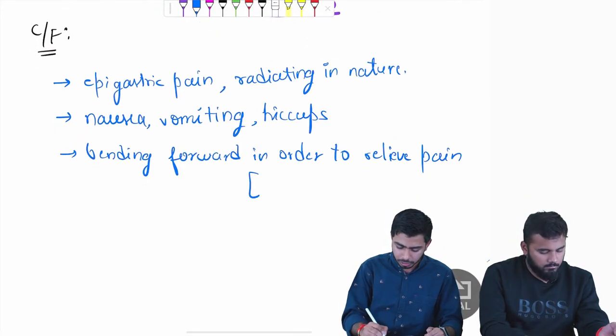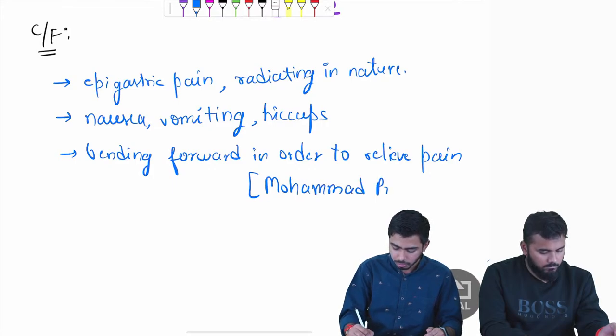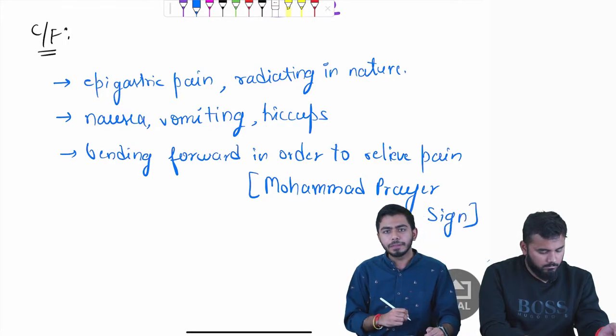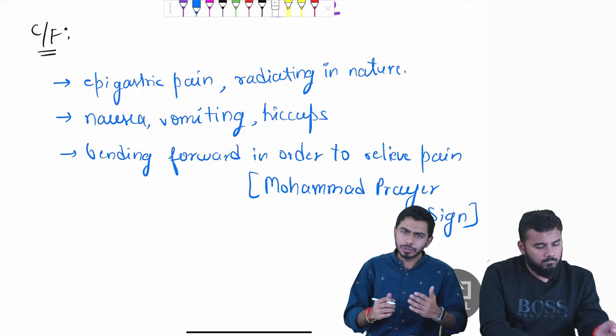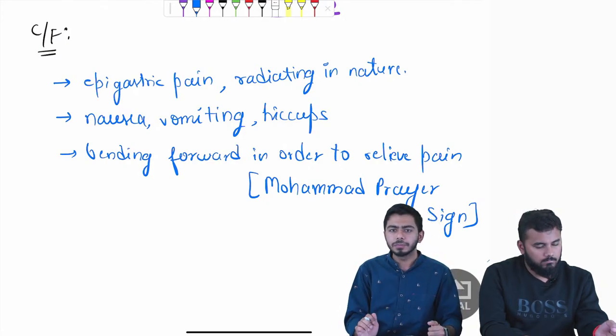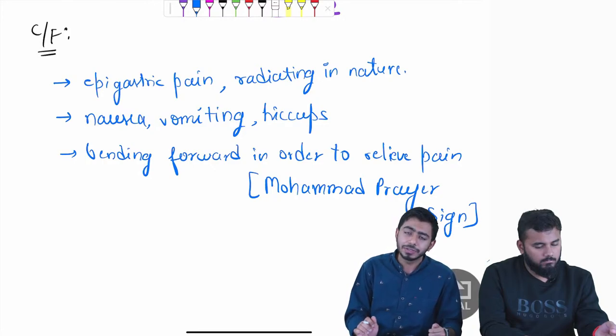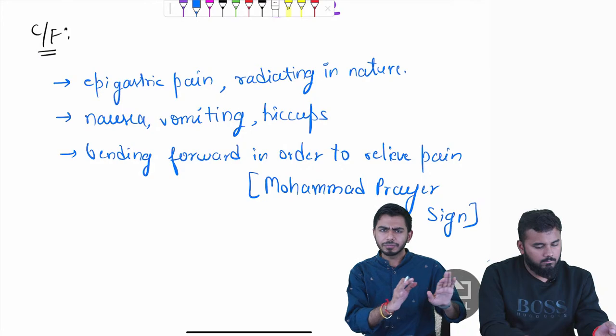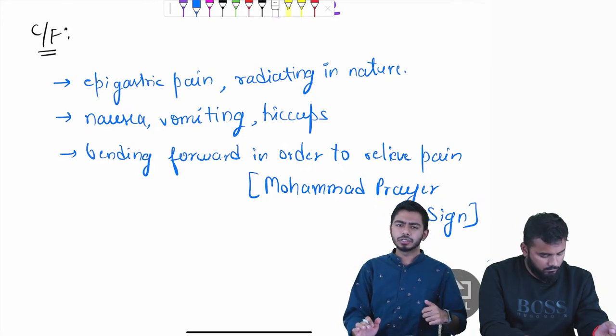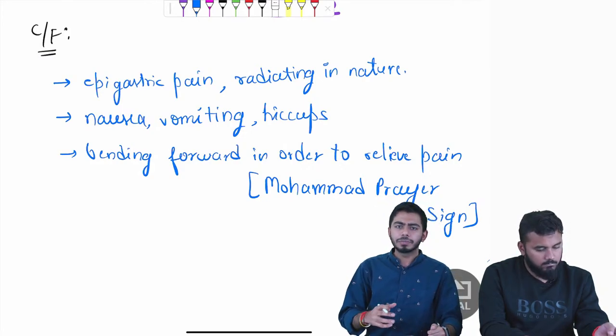And I told you the sign as well, that is the Muhammad prayer sign. That's what they have mentioned in the books. Moving forward from here, guys, sometimes, however this is not very common, if the pancreatitis is very, very severe in the patient, they might present with signs of peritonitis also. Peritonitis is a different topic, but sometimes they might present in the casualty with peritonitis features.